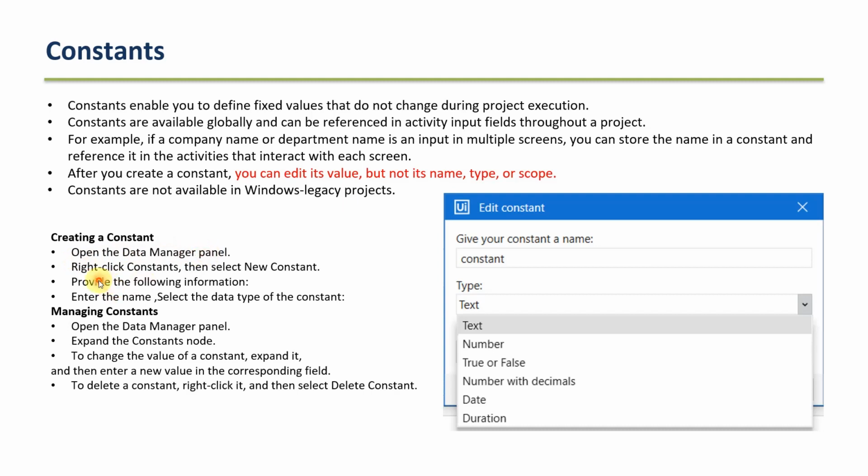Now, how do you create a constant? Open the Data Manager panel, right click on the constant, provide the information. These are all the types which are available. To manage the constant, you can expand it to change the value, expand it to create a new value, and to delete, right click and delete, right? Let me quickly show it to you how we can do that.